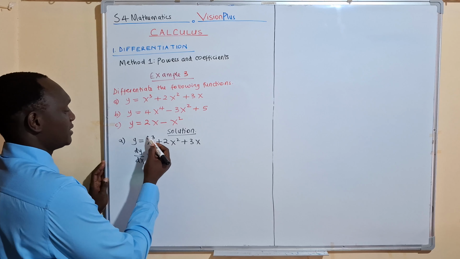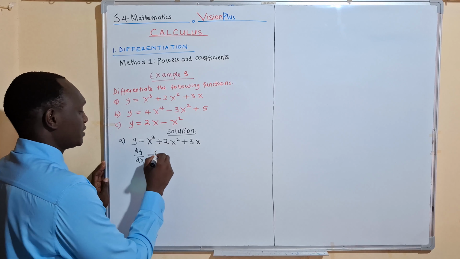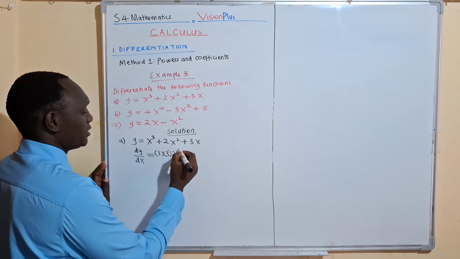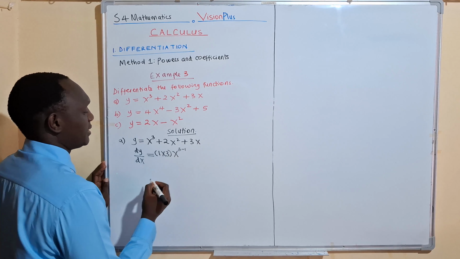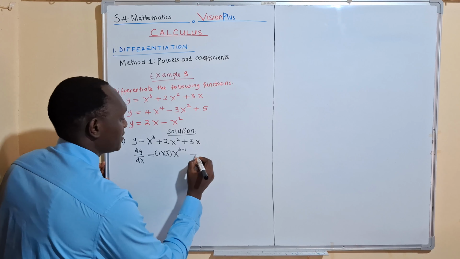we shall lower this power, which is 3. There is a coefficient of 1 here that we know. So we shall have 1 times 3. Then we say x. Now we need a new power here, which becomes the whole power minus 1. So we have differentiated the first term. And then we go on to say plus.